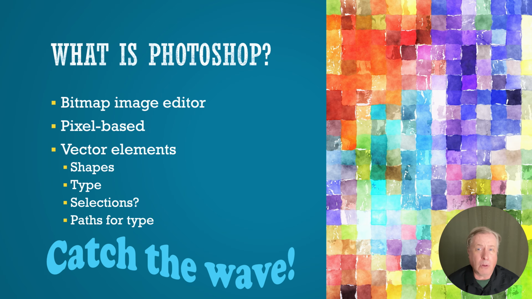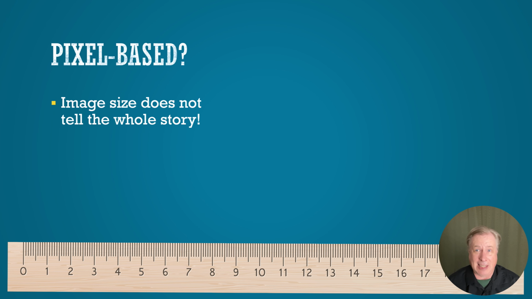When you place a Photoshop file in InDesign, even if it is composed solely of vector elements with no pixels, it will be displayed and printed as pixels. Behind the scenes, Photoshop creates a pixel layer for any layer that has vector elements. Image size does not tell the whole story. It's just the height and width in pixels.